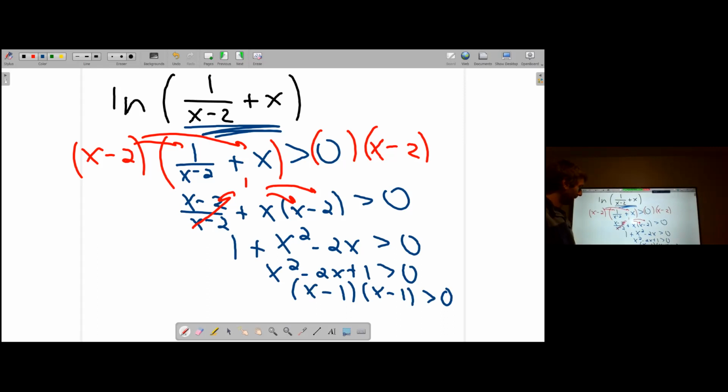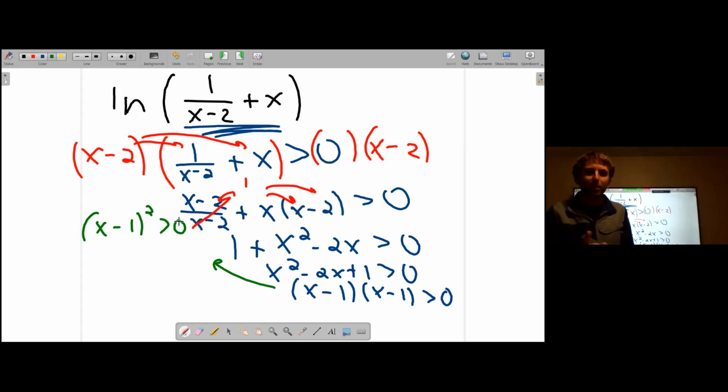Wow, that's actually kind of cool because I did not know the problem was going to work out this way. This is x minus 1 squared is bigger than 0. Well, when is x minus 1 squared bigger than 0? Pause it and think about this. This is an interesting question. But I will tell you. When you square a number, it's always bigger than 0, unless x is actually equal to 1.